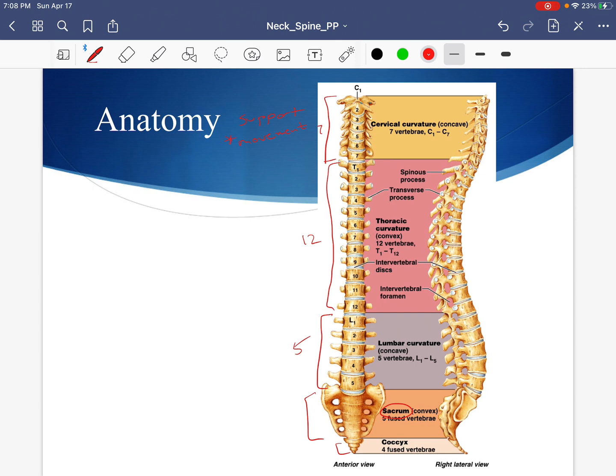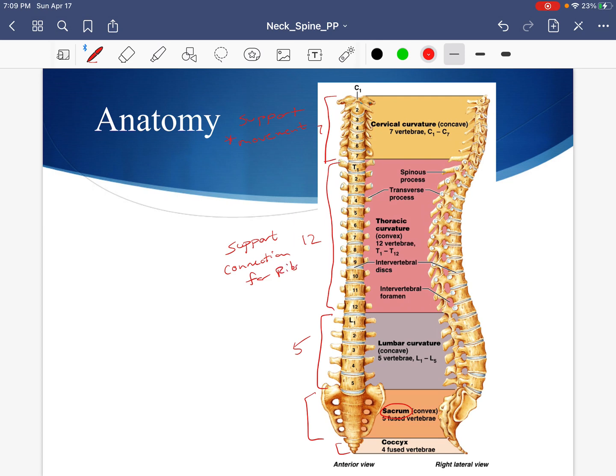The thoracic vertebrae, of course, are going to give us some support and a little bit more support now that we're moving further down the vertebral column and there's more weight to support. But also, the thoracic vertebrae are the connection points posteriorly. Let me just say connection for the ribs.